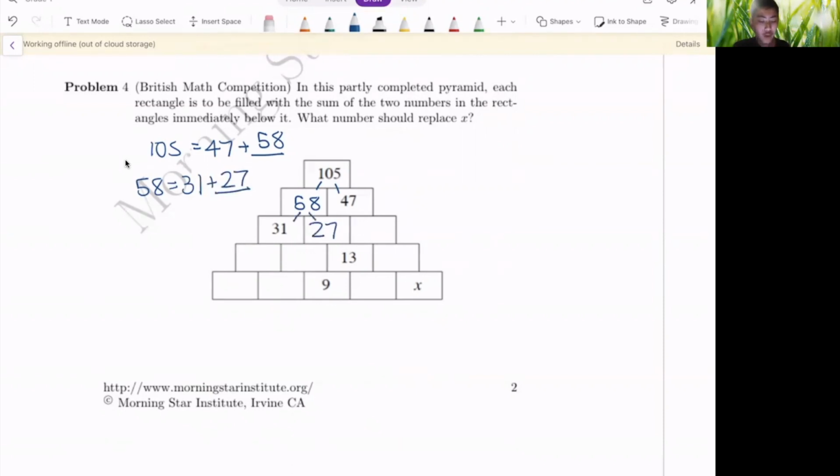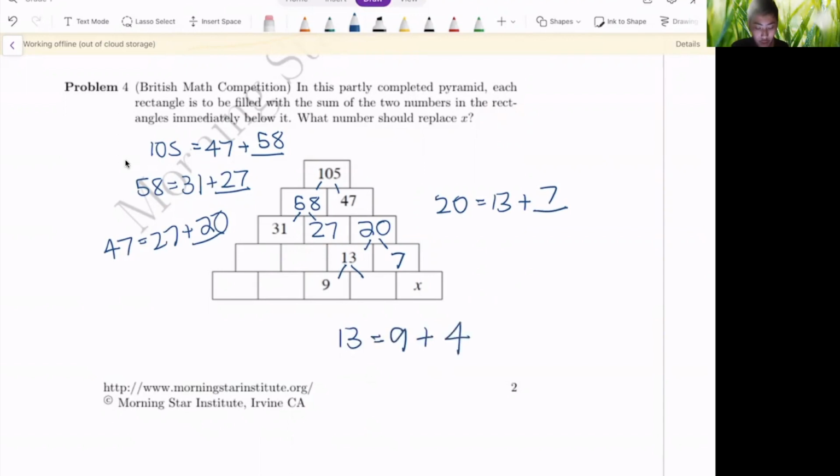And then once we are given 27, we can solve that 47 equals 27 plus another number, and this just gives us 20. And then from then on, we can do that 20 equals 13 plus another number, which is easily 7. And finally, we get that 13 right here. 13 equals 9 plus 4. So 4 is over here. And finally, the last part, 7 equals 4 plus x. And from here, we derive that x equals 3, since 4 plus 3 equals 7. So therefore, x equals 3.